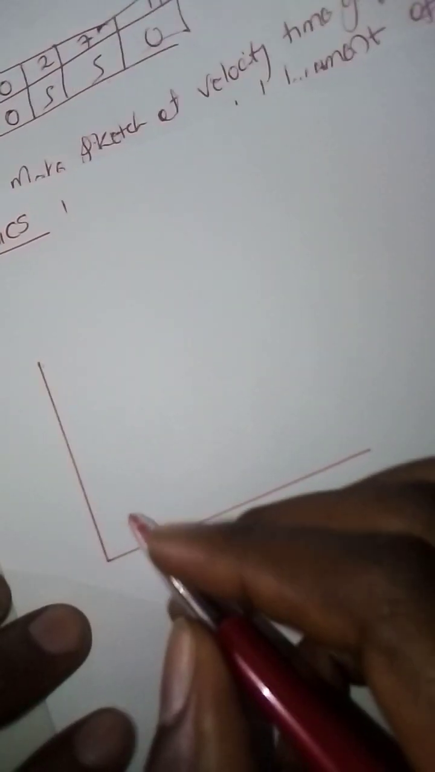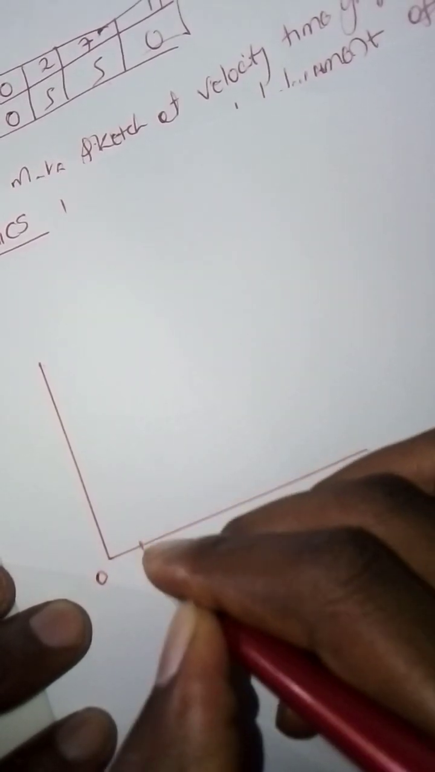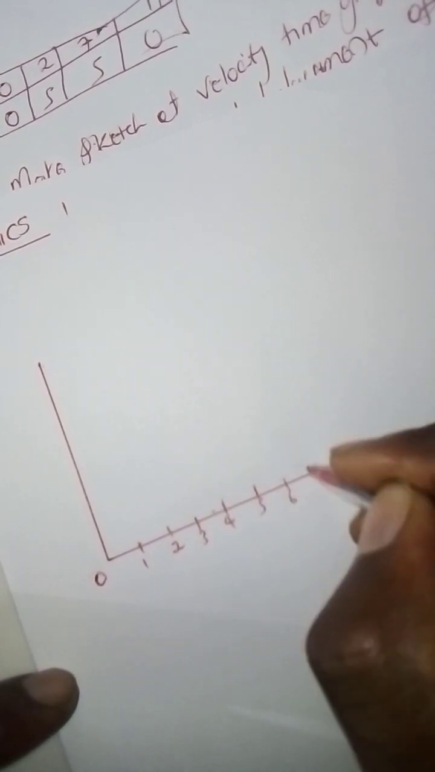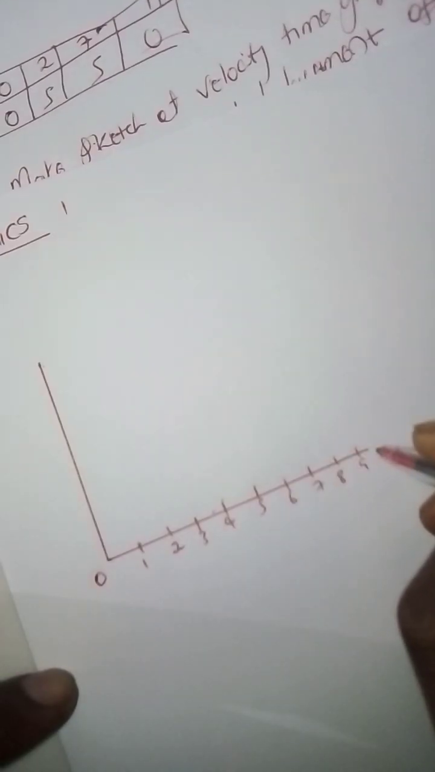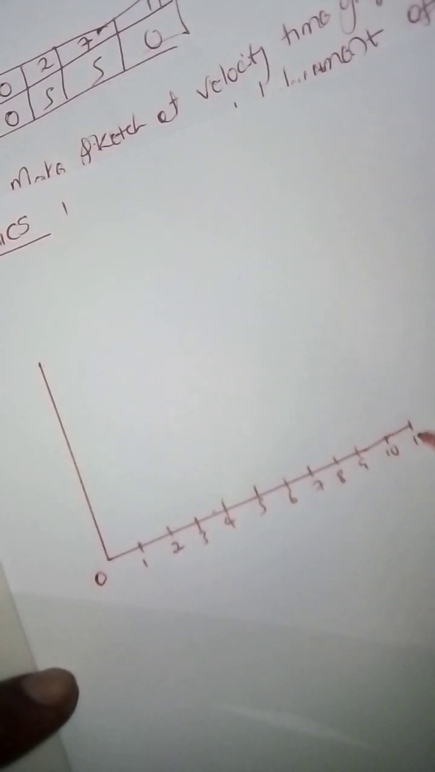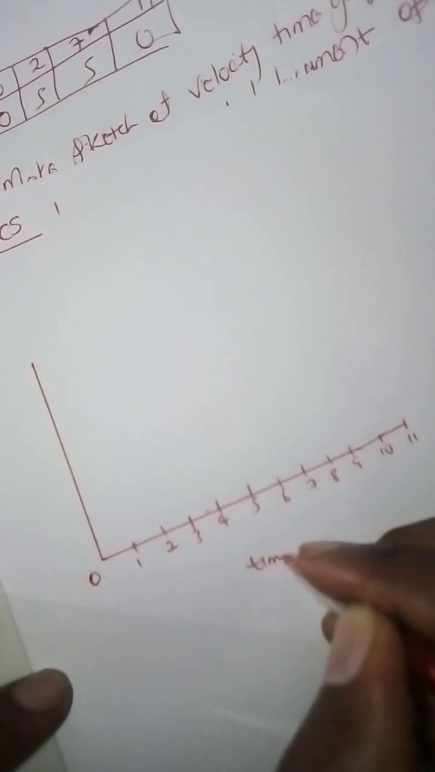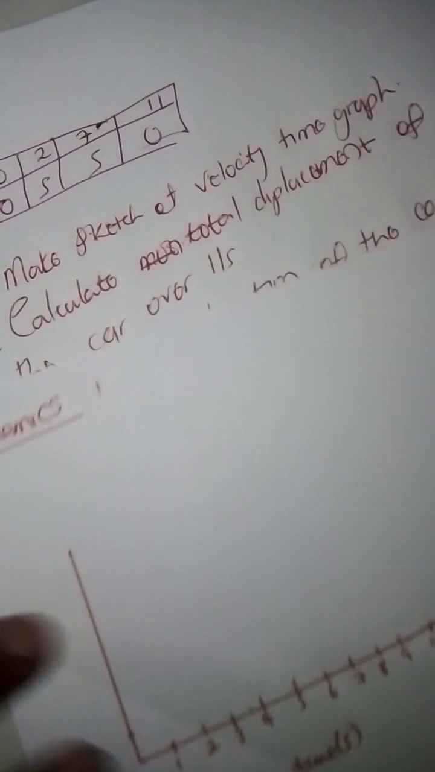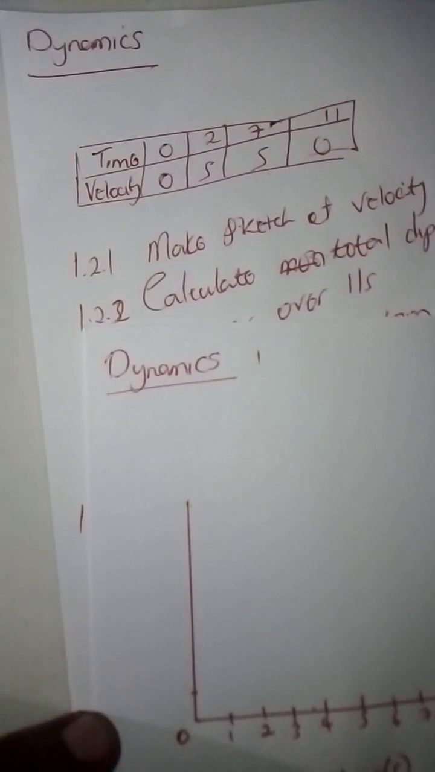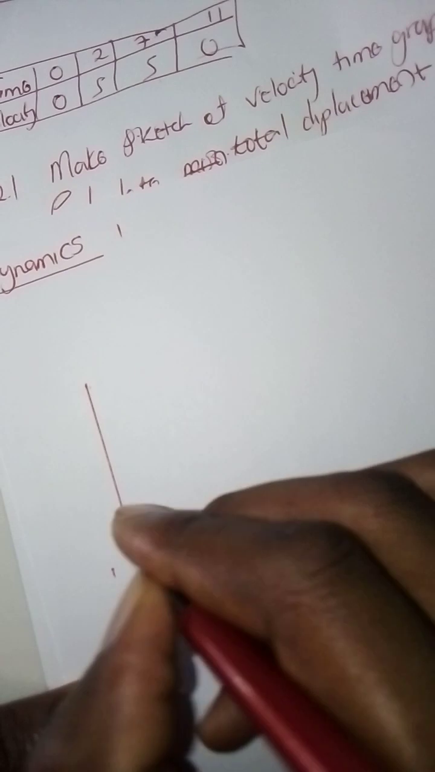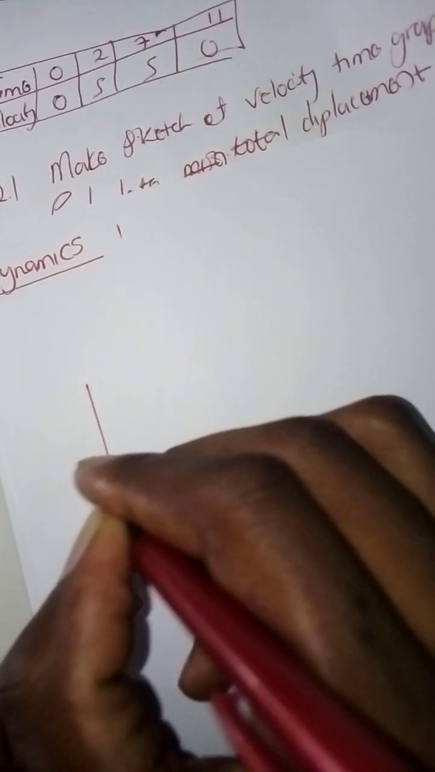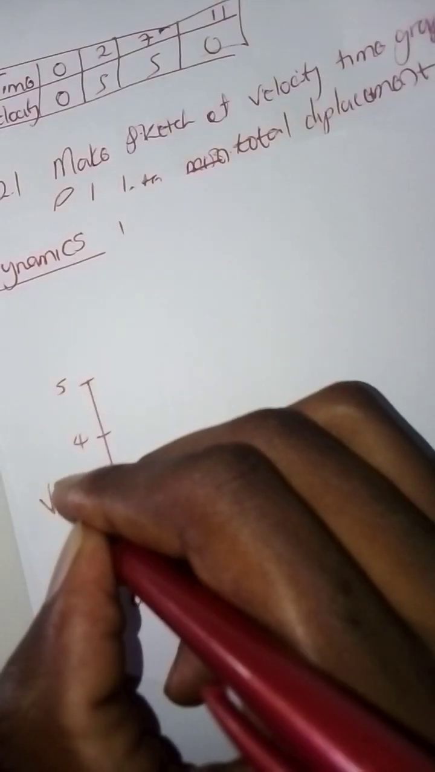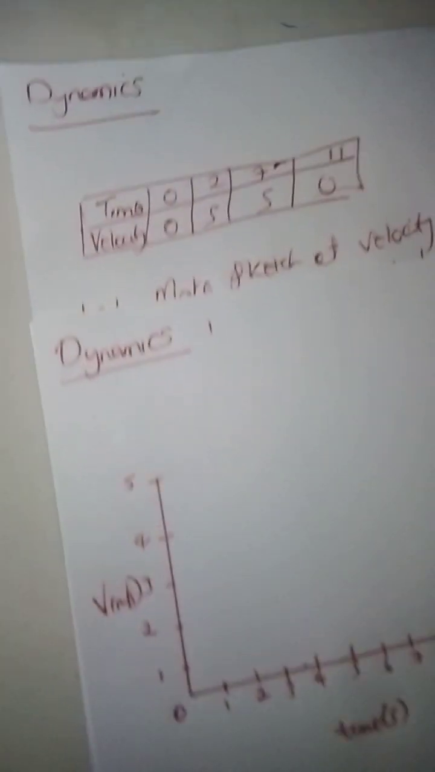Now this may not be nice, but yours must be very nice. So it's starting from 0. It's 1, 2, 3, 4, 5, 6, 7, 8, 9, 10, 11. So this is going to be our time, in seconds. And then on the velocity side, let's look at our velocity. It's starting from 0 to 5. So we can start our points from 0 and say 1, 2, 3, 4, and 5. This is the velocity, and it's in meters per second.